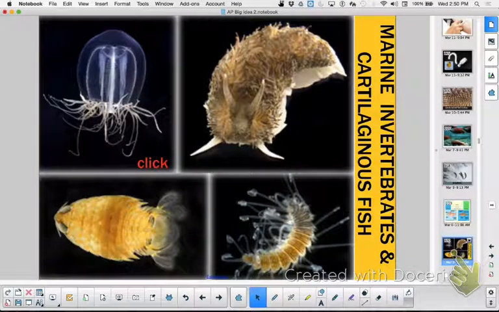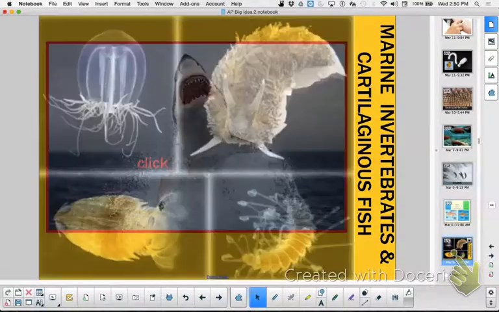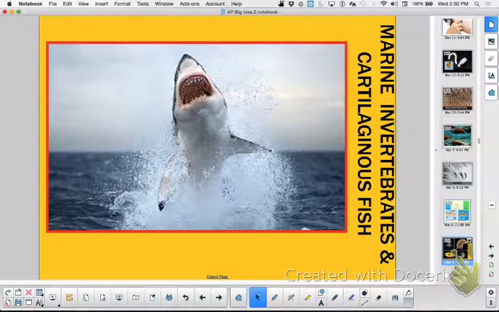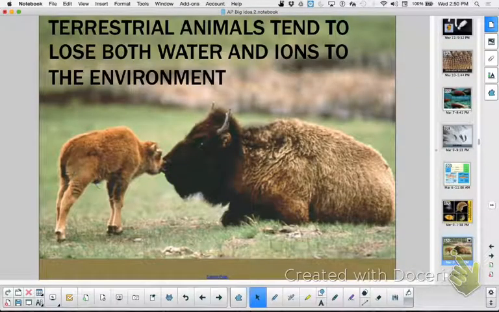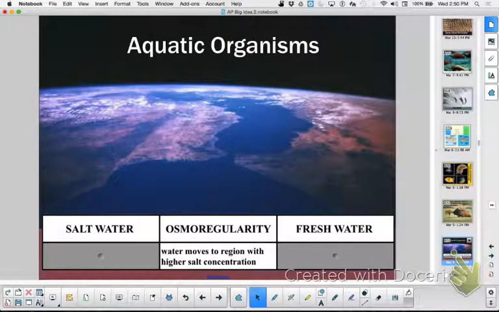So marine invertebrates and cartilaginous fish tend to be isotonic to their environment. And the way chondrichthyans, these are sharks, do it is by maintaining high amounts of what? Do you remember? Urea. Yeah, they keep their urea levels high in their blood to help them be isotonic to the salt water around them. Terrestrial animals tend to lose both water and ions to the environment, so they're always being careful about that. We already talked about this.